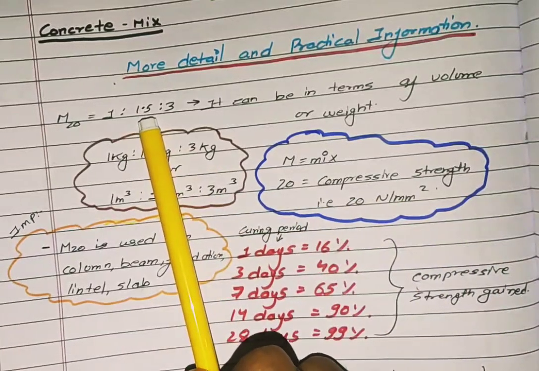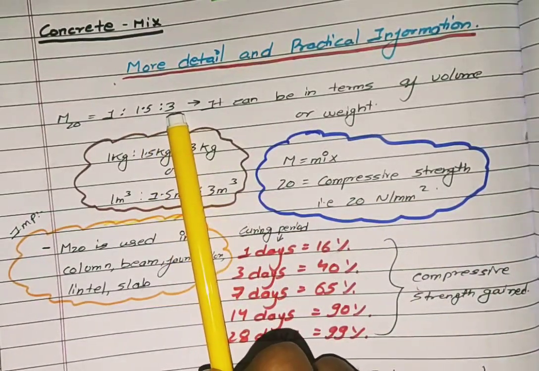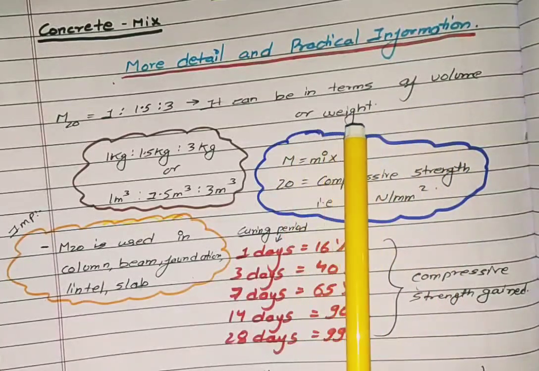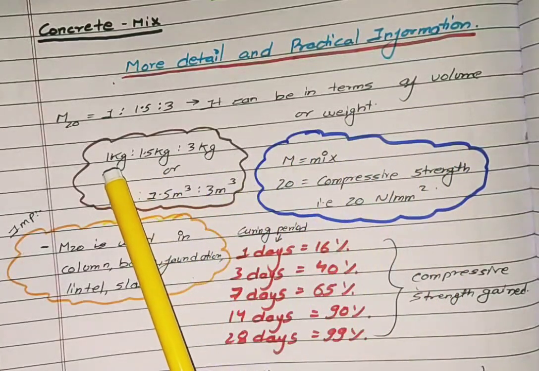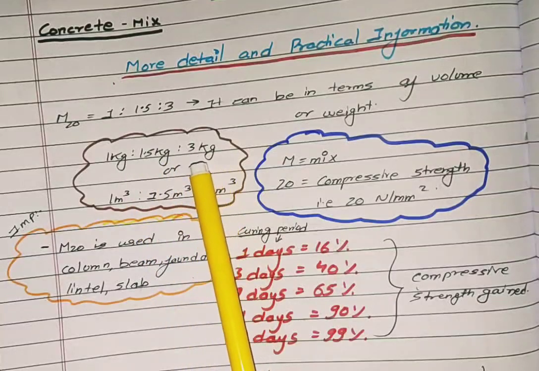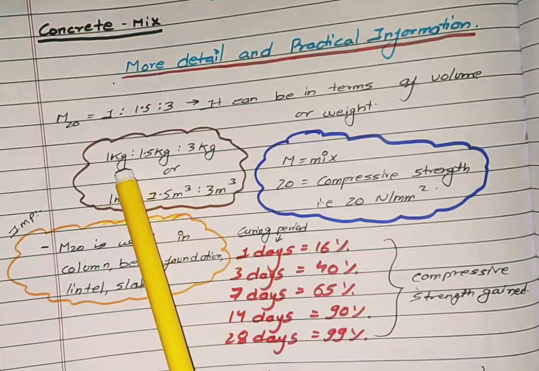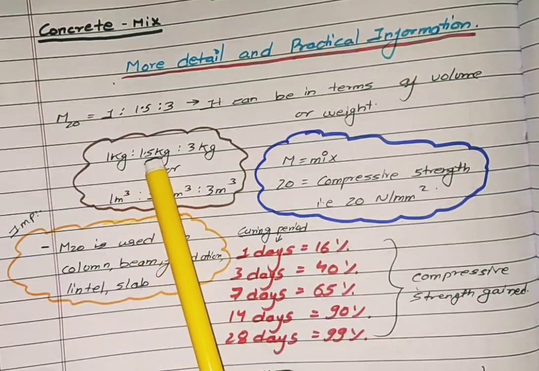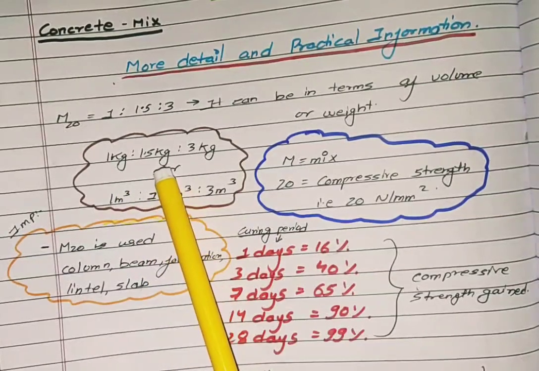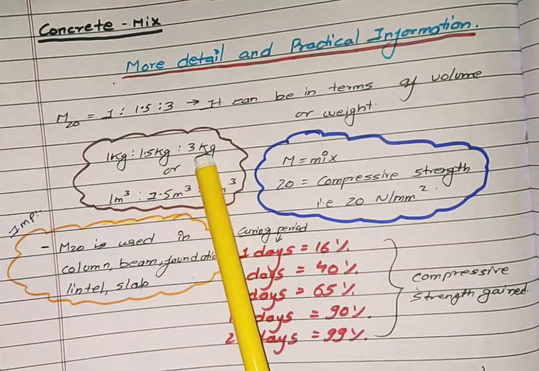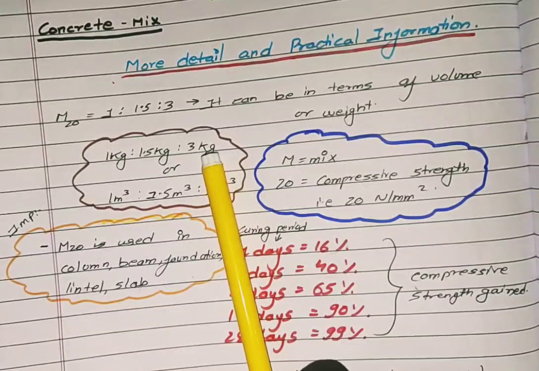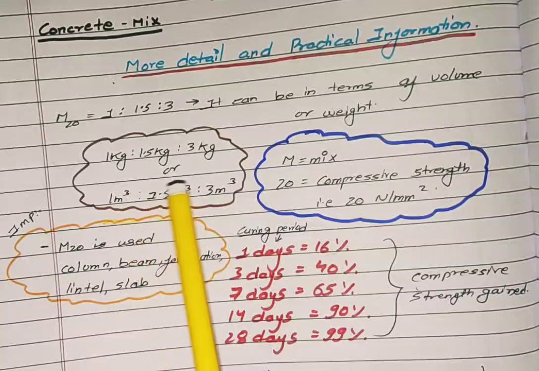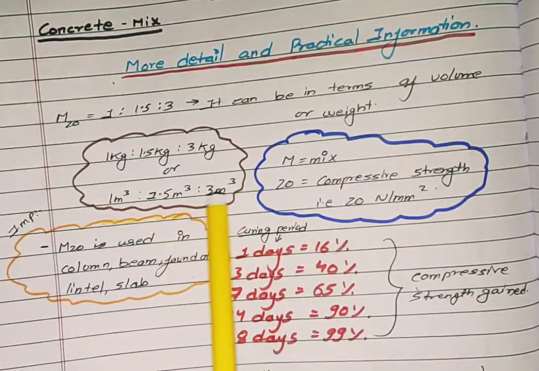And the ratios are expressed in terms of volume or weight. In terms of weight, 1 kg, 1.5 kg, 3 kg. That is, in the field we use 1 kg of cement, then 1.5 kg of sand and 3 kg of aggregate. And in terms of volume we express it in meter cube.